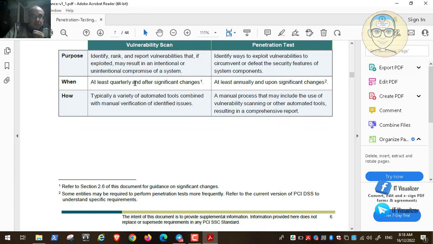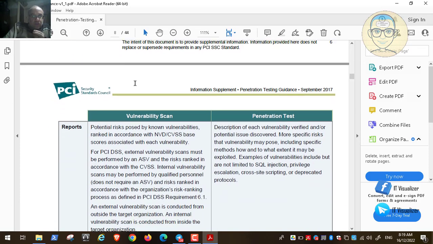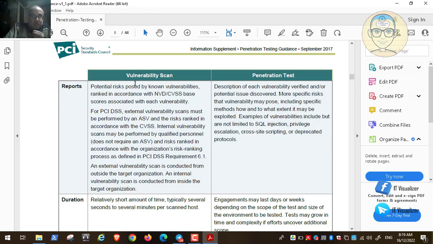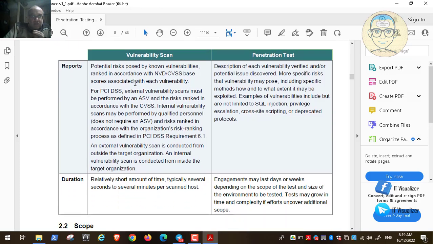Okay, so this is one documentation, and here it states more differences between a vulnerability scan and a penetration test. It says the duration of a scan is a relatively short amount of time, typically several seconds to several minutes per scanned host. Here the engagement may last days or weeks, depending on the scope of the test and the size of the environment to be tested. This test may grow in time and complexity if efforts uncover additional scope. So this should be planned carefully because it will take a lot of days and weeks. The scan is automated and takes a short amount of time. So these are some differences.